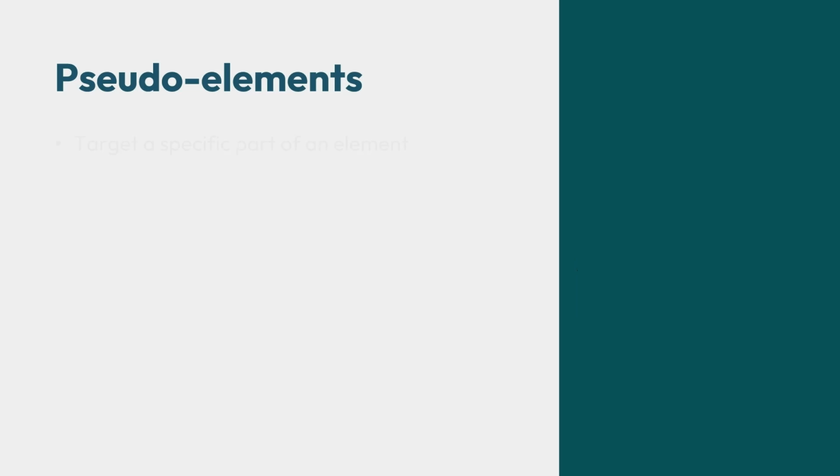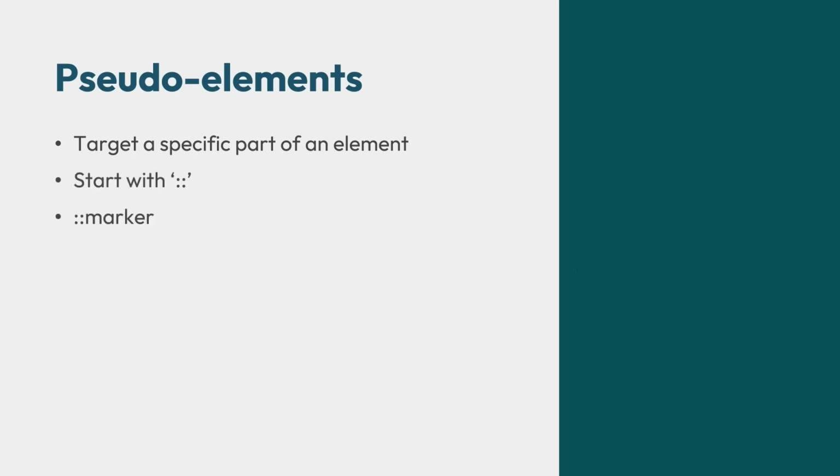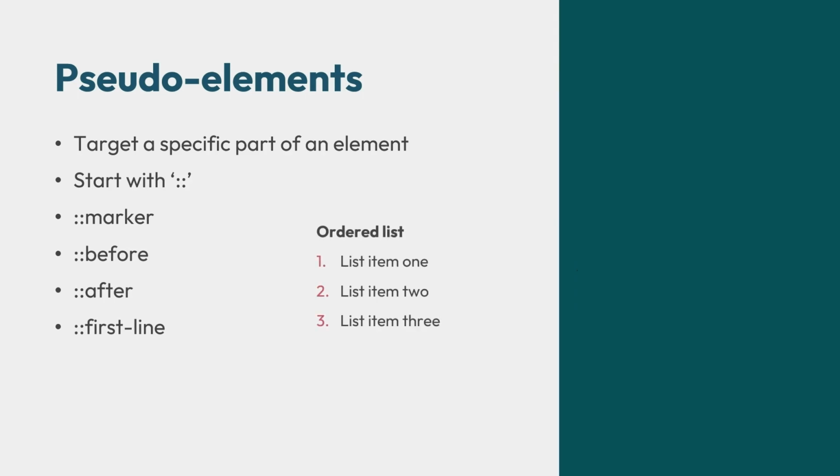Let's talk about pseudoelements. Now, pseudoelements target a specific part of an element. They start with double colon, and we have different pseudoelements. Some of them we will talk about more during the course. For now, let's just see some examples like marker, before, after, and the first line. Now, marker pseudoelement is used in lists.